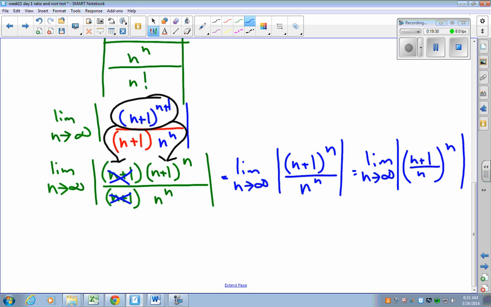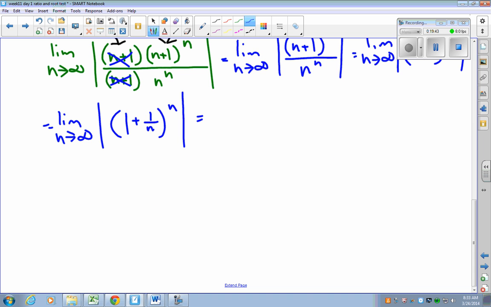Let me rewrite it one other way for you, and it might look familiar: 1 plus 1 over n, to the n. Now, we've done this problem before. We have done it with L'Hopital, because currently if you look at this, when I plug in, I get 1 to the infinity, which is indeterminate, which means we should do L'Hopital.